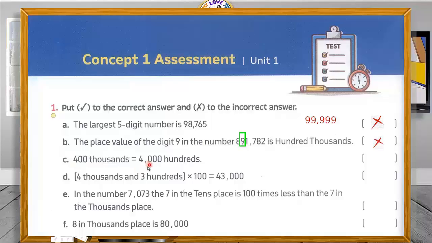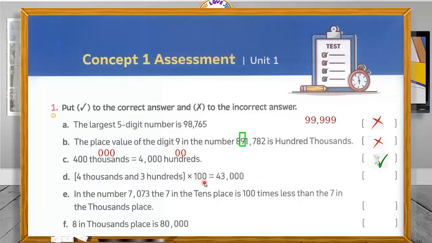400,000 equals 4,000 hundreds. Are they the same, or are they equal? We will see now. The word thousands means 3 zeros. You have here 5 zeros in 400,000. And here we have 3 zeros. Hundreds means 2 zeros. 5 zeros, 2. 400,000. So they are equal, they are the same. This answer is right.